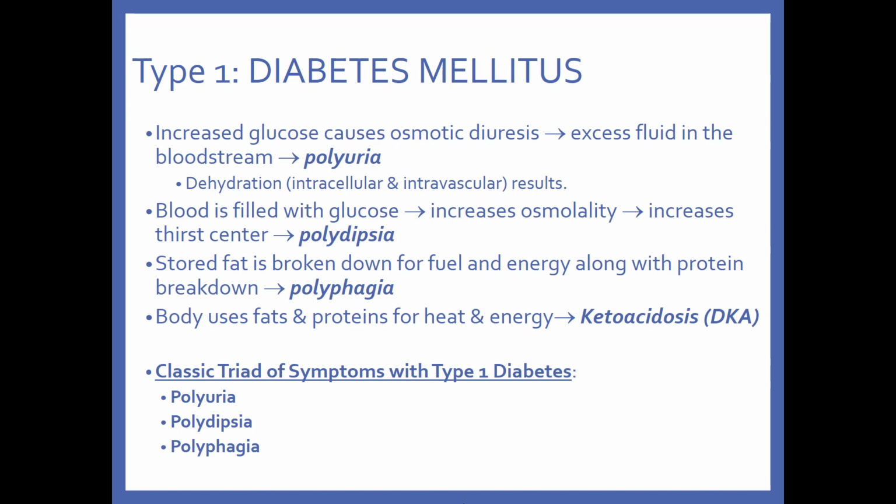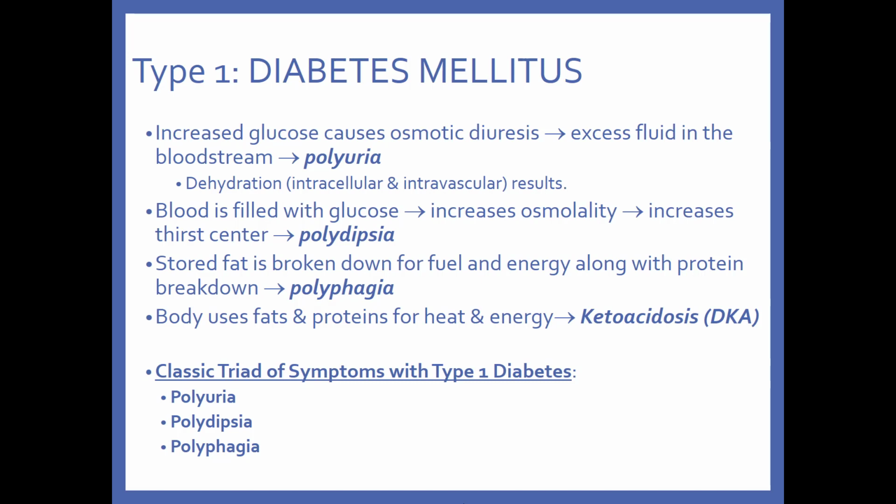So with type 1 diabetes, there's increased glucose levels, and this causes osmotic diuresis to occur. This state here is what's going to cause a lot of these very characteristic classic symptoms. So with that, there's excess fluid in the bloodstream, and then what we're going to see with that is increased urination, increased urine output, so polyuria. With that significant amount of urine output, dehydration is going to ensue. Eventually, they will get to a state of dehydration, intracellular and intravascular dehydration.